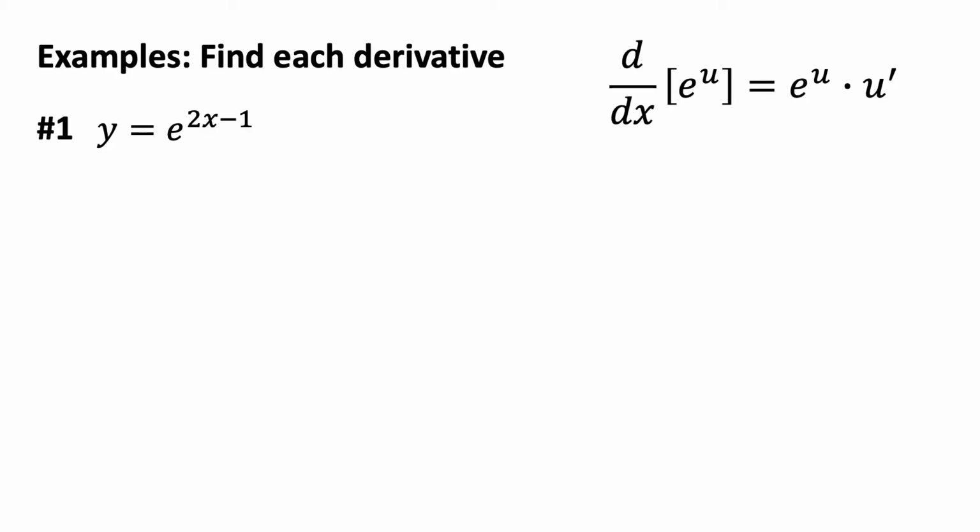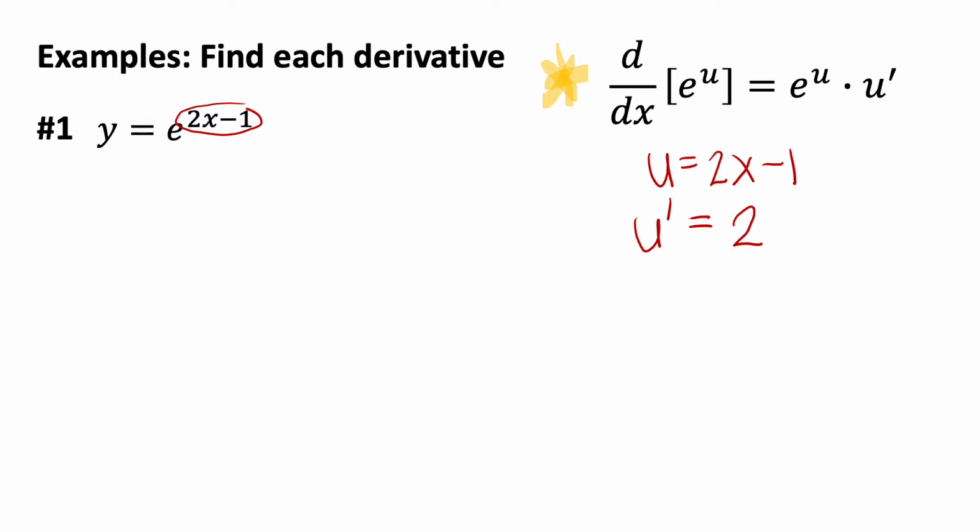So for our first example, we just want to find the derivative of y equals e to the 2x minus 1. Because there's more than just x as our exponent, we want to go ahead and use the chain rule definition. The derivative of e to the u is e to the u times u prime. So we're going to go ahead and choose our entire exponent as our u. So that's going to be u equals 2x minus 1. So the derivative, u prime, is just equal to 2.